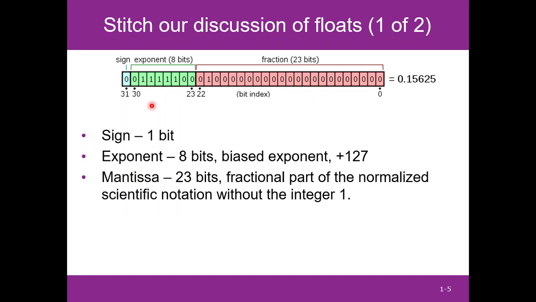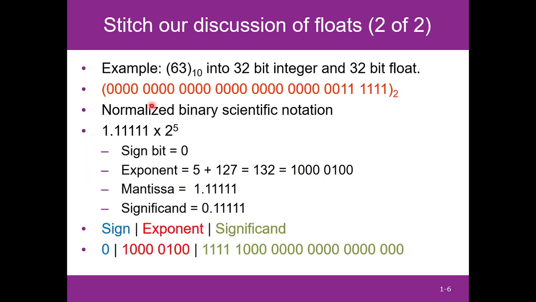So we'll talk about this: when we want to store a real value inside a computer, we first convert it into normalized binary scientific notation. And this is normalized binary scientific notation. We've talked about scientific notation and normalized scientific notation in a great amount of detail in our class. Okay, so I hope you know this thing. I don't need to repeat it. So this is 63 in binary, okay?